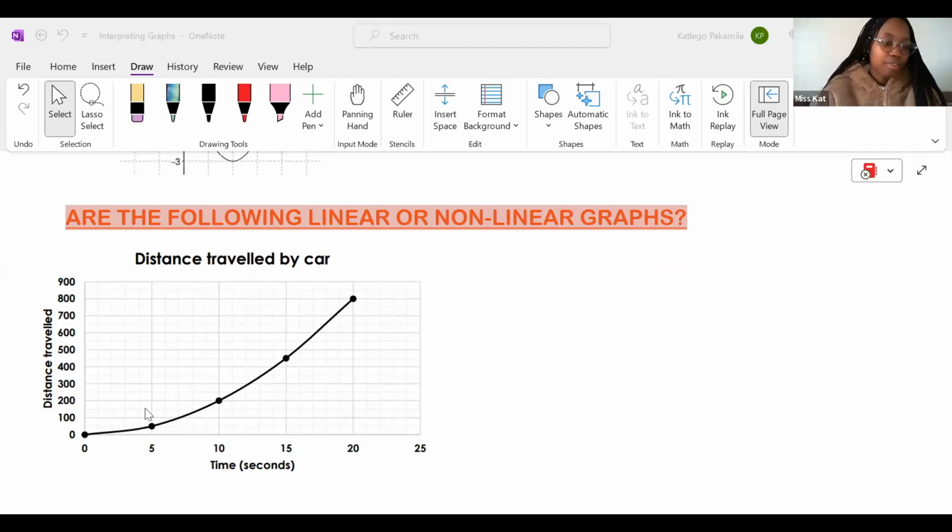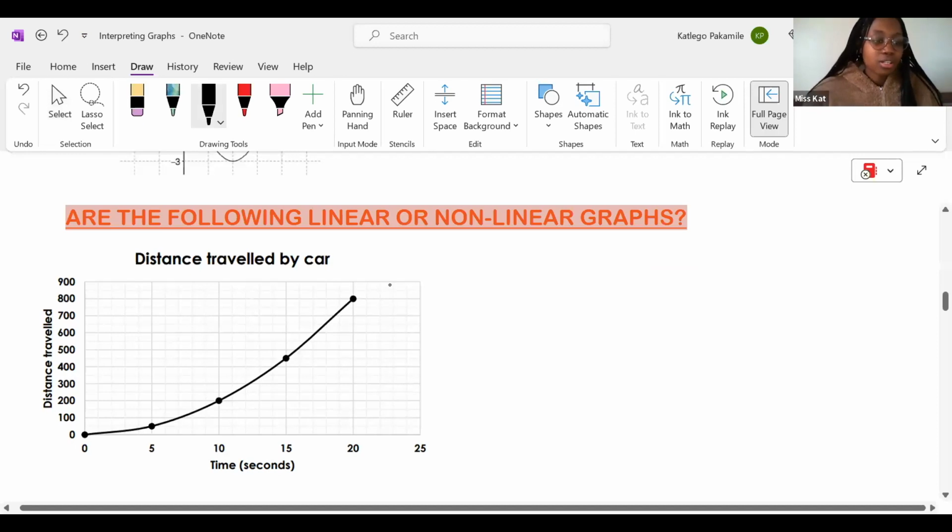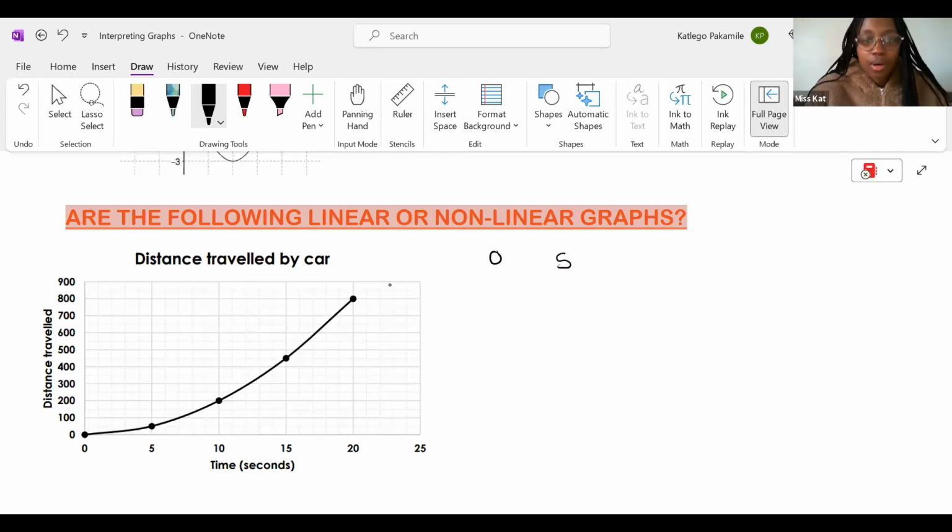Let's look at those graphs carefully, guys. Is this a straight line? Our definition said it either has to have a constant difference or it has to have a straight line. Exactly. So this can't be a linear graph, right? And let's even check our constant difference. We could even use our constant difference, guys. Let's see. We are at 0, 5, 10, and 15.